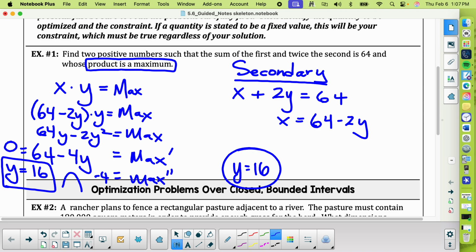What else do I need to do? What did it ask us to find? Okay, perfect, I'll just stop right there. Every one of these questions is going to ask you to find something different. Sometimes you will be done right here. Sometimes you have to do more work. It's just what the question asks for. This question said find both positive numbers. We just found one. How do we find the second one?